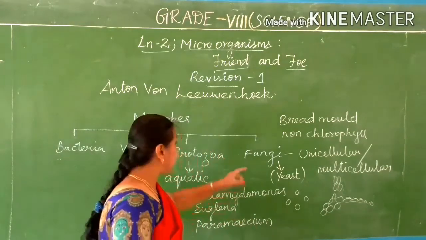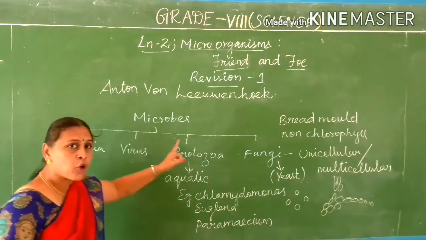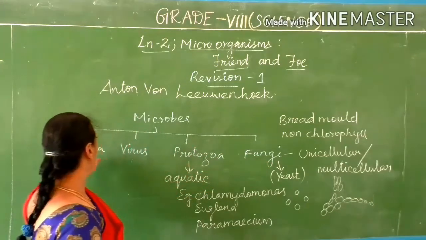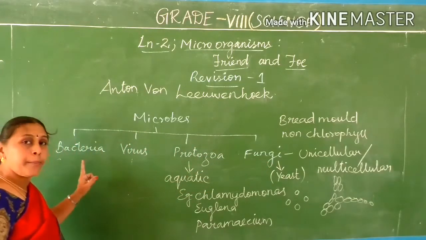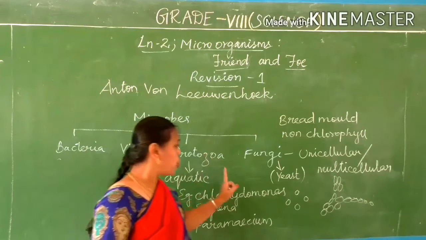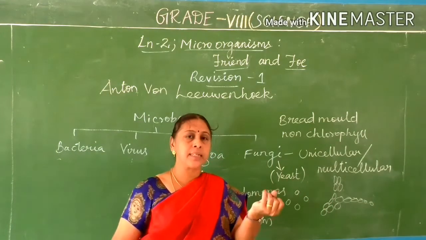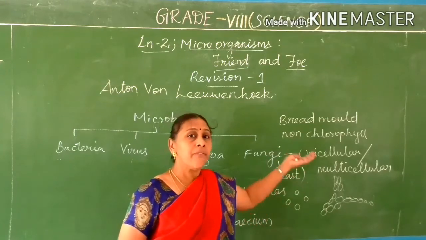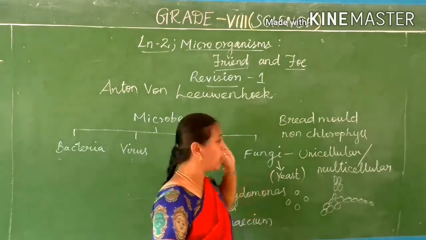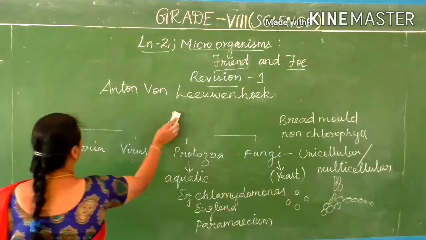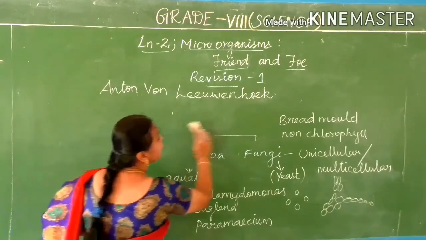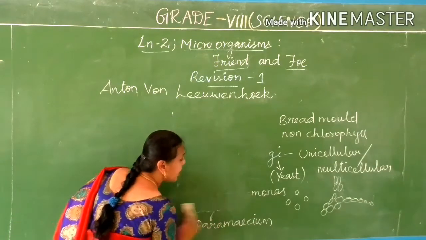These are the 4 groups. All the microorganisms are grouped into 4. They are bacteria, viruses, protozoa and fungi, and these are classified based on the size, shape and the living environment, the habitat also. Next one, how it is useful in our daily life.